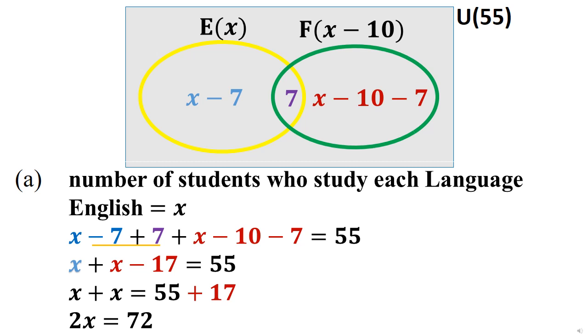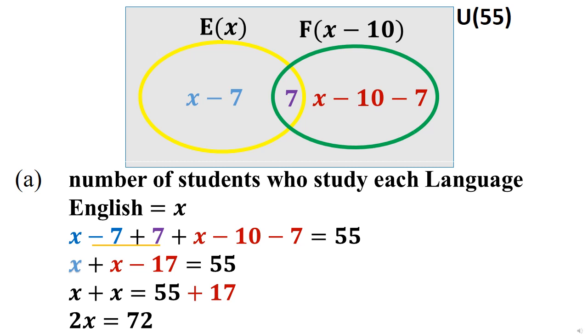Now we have our Venn diagram, as you can see. So we are going to use this Venn diagram to answer the questions that were given to us under the information. A. Number of students who study each language. We have two languages in the question. These languages are English and French.